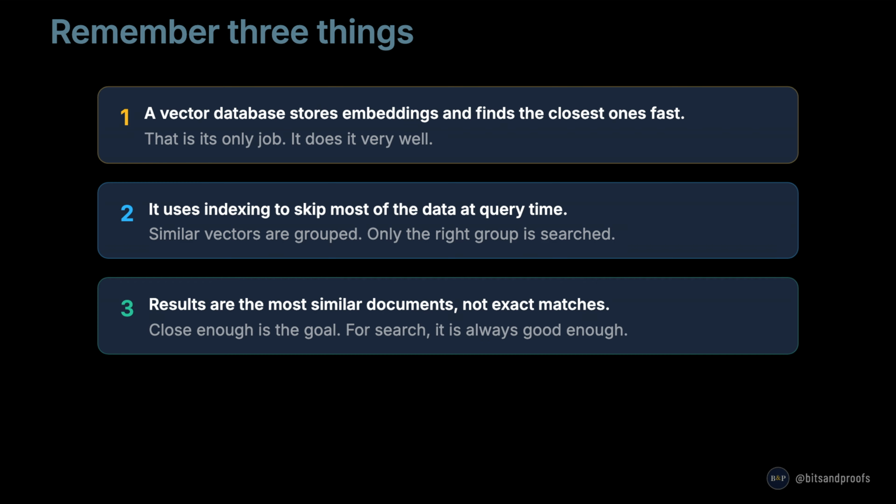Let us bring it together. 3 things to remember. 1. A vector database stores embeddings and finds the closest ones fast. That is its only job, and it does it very well. 2. It uses indexing to group similar vectors. At query time, only the right group is searched. Most of the data is skipped. 3. Results are the most similar documents, not the exact closest. Close enough is the goal. For search, it is always good enough.